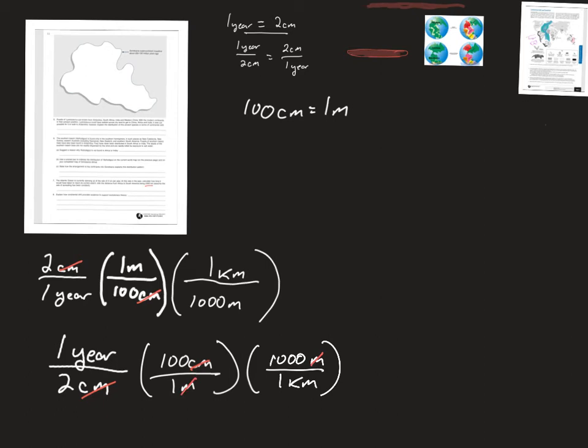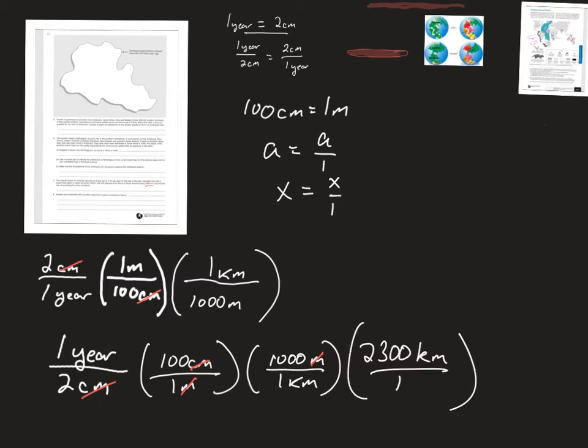And then lastly, I can get rid of kilometers if I just multiply times 2,300 kilometers over 1, because every number is over 1. We've learned that A is equal to A over 1, right? X is equal to X over 1. We all should know that from algebra. We're fine with that, I think.